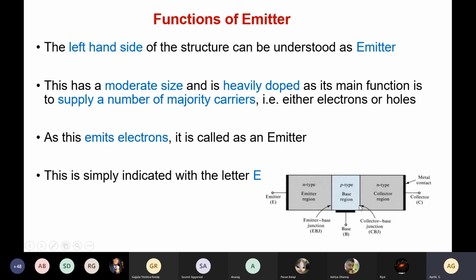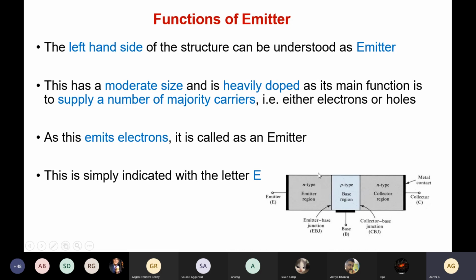Now we will study each and every part of it: what is called the emitter, what is the base, what is the collector region. The left-hand side of the structure is understood as the emitter. It has a moderate size and it is heavily doped. Its main function is to supply a number of majority carriers, that is either electrons or holes.